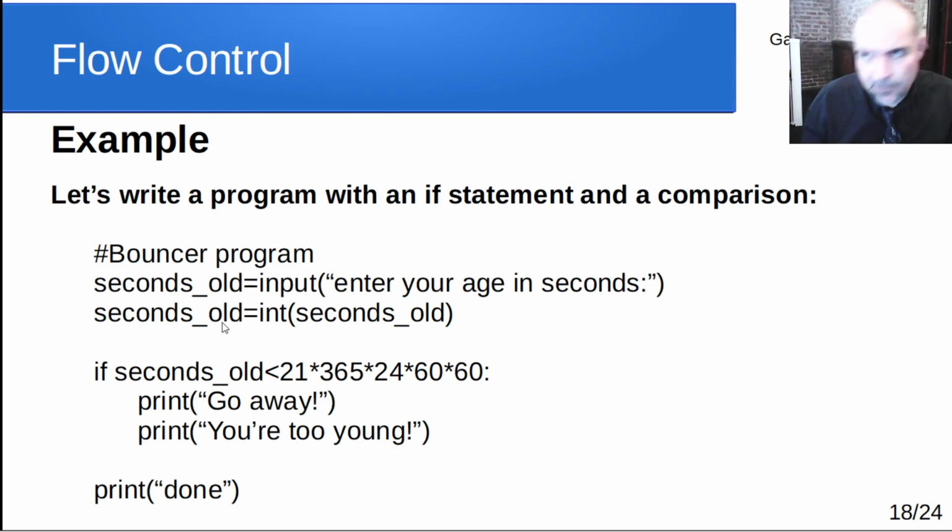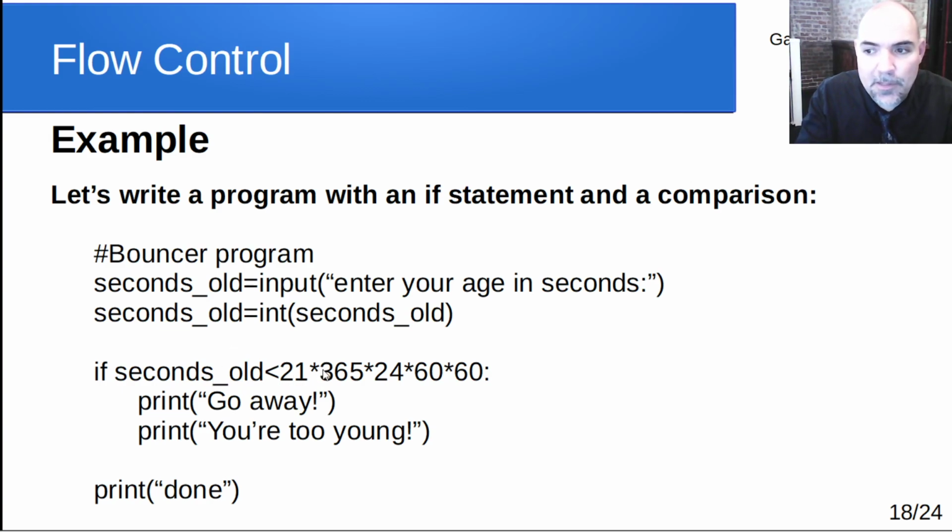You'll notice that in this program, it basically is acting as a bouncer. It says seconds underscore old. Call the input function, say enter your age in seconds. Well, you have to kind of know the age in seconds, I guess. And that goes into this variable. Remember, when input reads something in, it reads it as a string, but we're going to want to use it numerically. So we're going to convert it to an integer using the int function. Now the seconds old variable is actually holding a number, which allows us to compare it numerically.